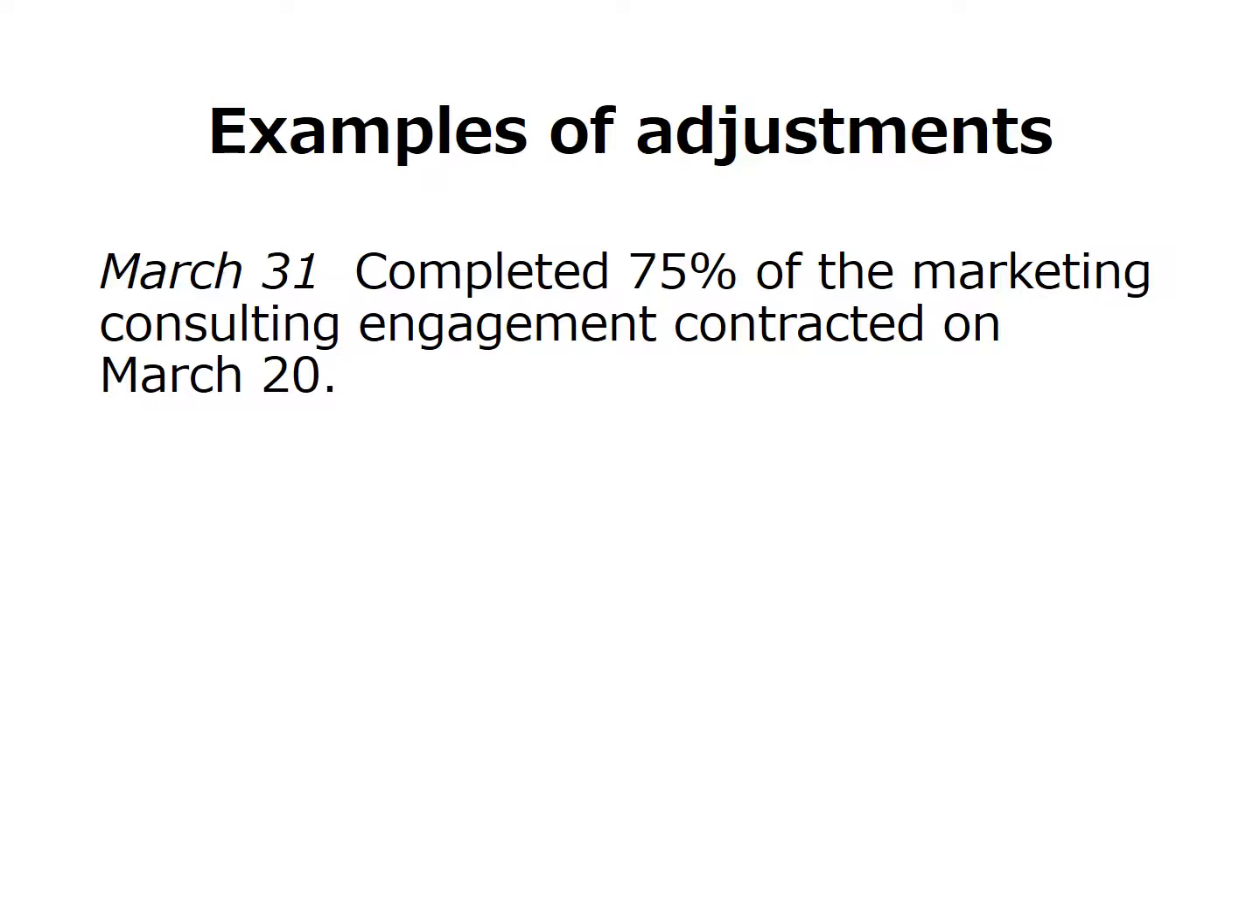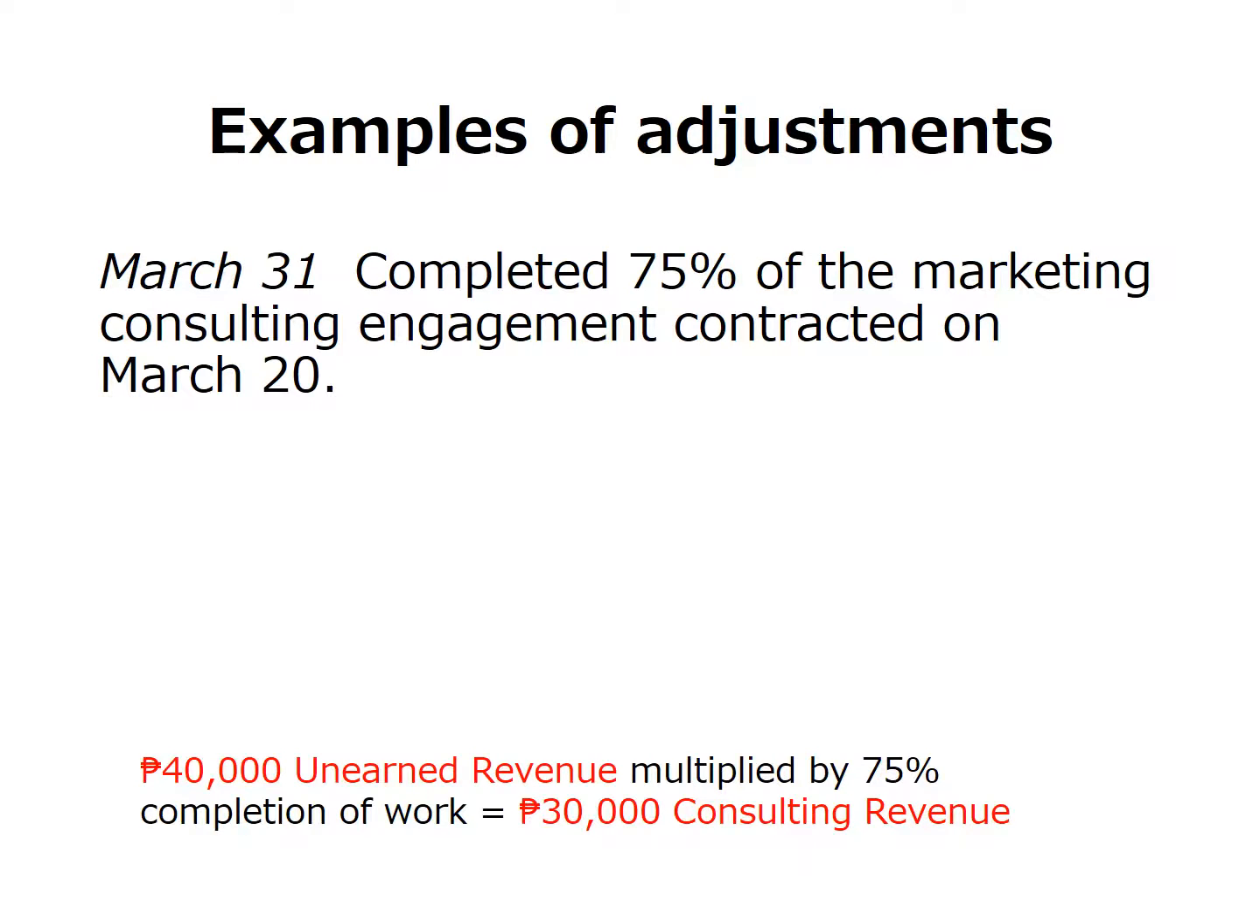Next adjustment: the business completed 75% of the marketing consulting engagement contracted on March 20. On March 20, the business received 40,000 pesos cash from a client, but the service had not yet been completed. On March 31, 75% of the service has already been rendered. So the business will recognize 30,000 pesos revenue or income. Remember, income is only recognized when a service has already been completed.